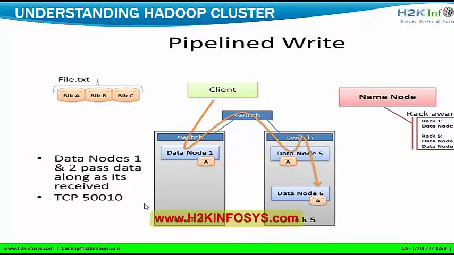So once it has been replicated thrice, data node 6 gives an acknowledgement back to the client saying that block A has been written to 3 data nodes successfully. Then only will the client start writing block B. Until he gets an acknowledgement, he will not start writing block B to different data nodes. So this is what happens internally. It's like a pipeline, right?